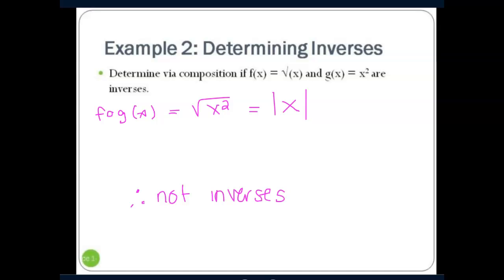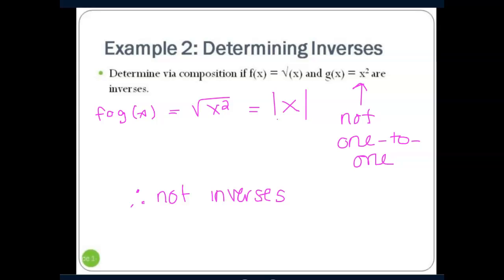Regardless of what I get with g of f, because f of g of x is the absolute value of x and not x. It is not the identity, therefore they're not inverses. And again, what do you know about x squared? It is what? It is not one-to-one. Well, since x squared is not one-to-one, that means x squared does not have an inverse. So x squared is not one-to-one.